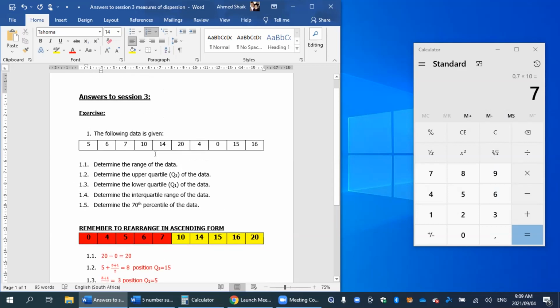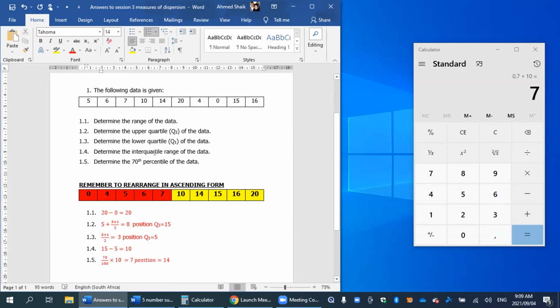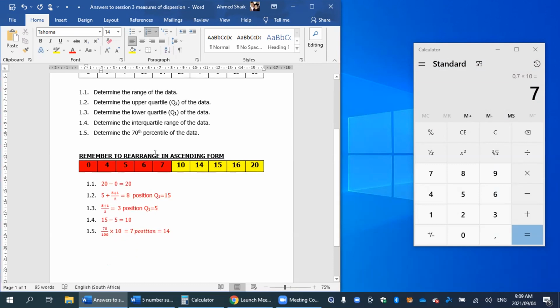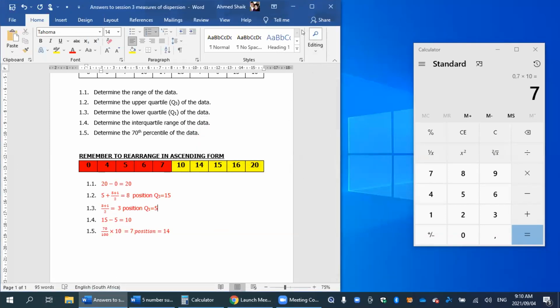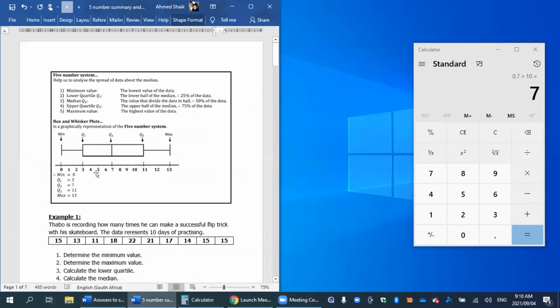Okay, guys, that was your answers to the questions that were given to you in session 3. Hope you guys understood the calculations and how we attained our answers. Okay, we're now going to look at today's topic, which is the 5-number summary. Okay, let's look at that.